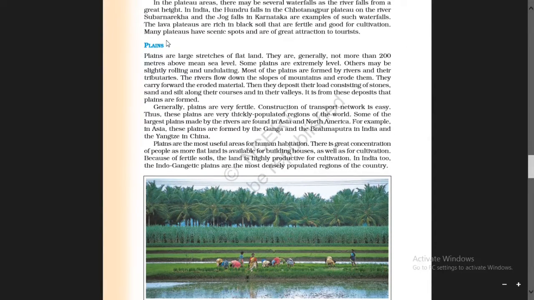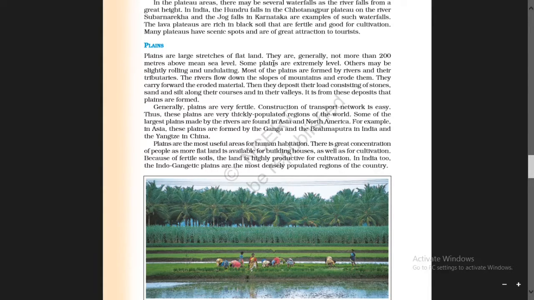Now, let us see plains. Plains are large stretches of flat land. They are generally not more than 200 meters above mean sea level. We have learned about mountains, then plateaus, now plains. Plains are large stretches of flatland, generally not more than 200 meters above mean sea level.